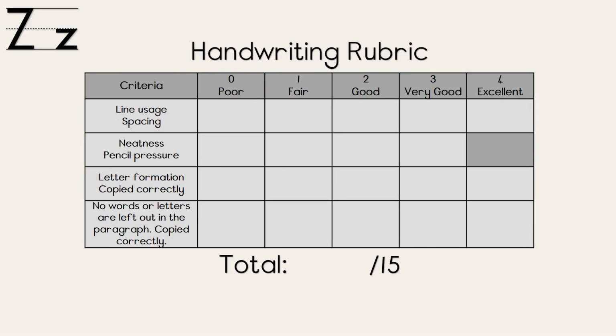Yeah, you find the rubric for handwriting. Make sure that you use the lines correctly. You do not go over the lines. You space your words with finger spaces. You are neat. You don't press too hard with your pencil. Make sure your pencil is sharp. You form your letters correctly. And then no words or letters are left out in the paragraph I'm going to give you.